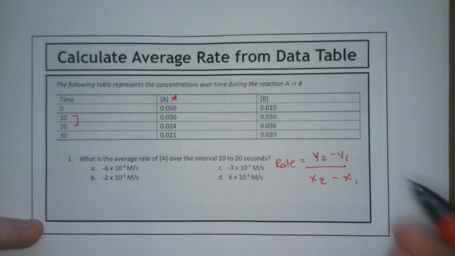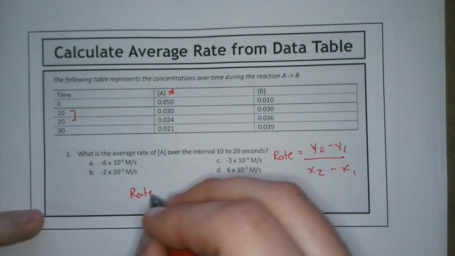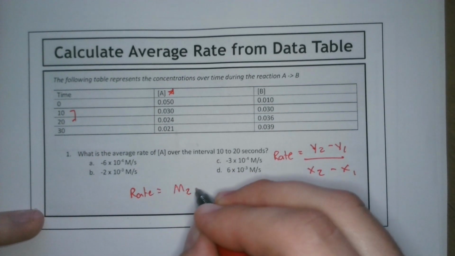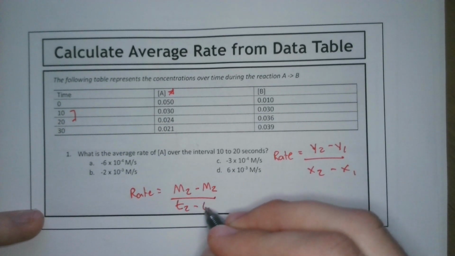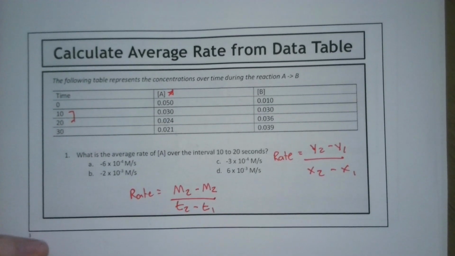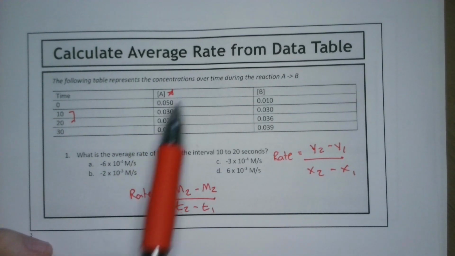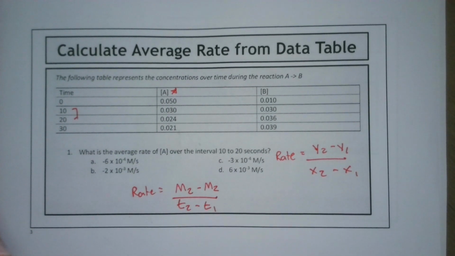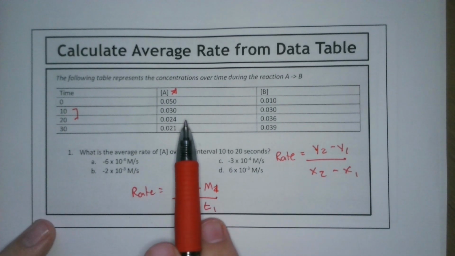Okay? Or the way you might see this written more would be like rate is molarity 2 minus molarity 1 over time 2 minus time 1. And writing it out this way is probably more accurate. It gives us the actual units of rate, which is good. So either way you write it, you're writing the same thing, especially if you write it correctly and write a 1 there.